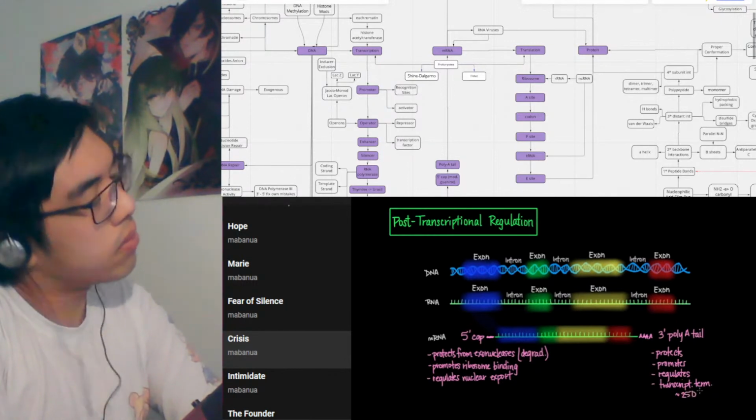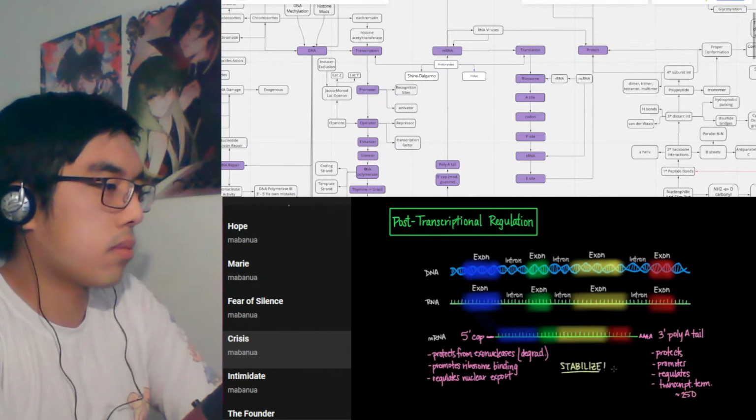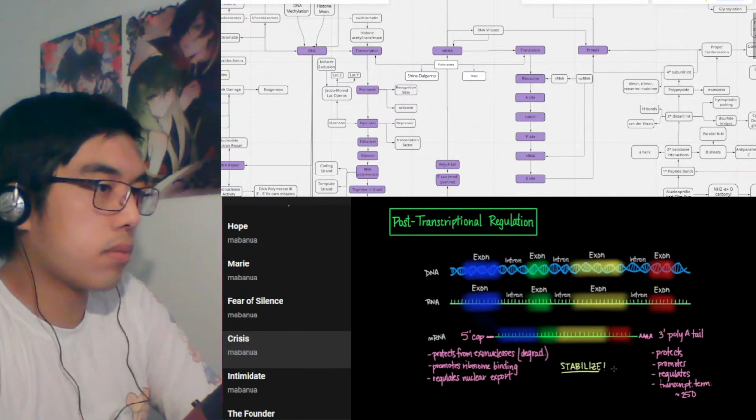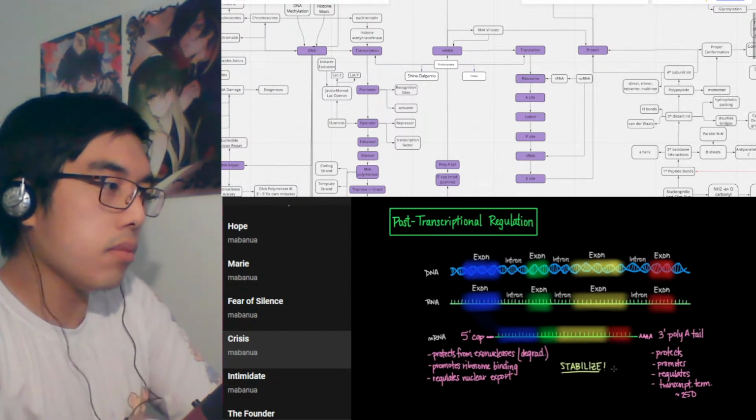So overall, the 5' cap and poly A tail help to stabilize the mRNA for translation. That's the key point to take home from here. So once the mRNA has donned its cap and tail and had its introns spliced out, it's now ready to exit the nucleus to be translated into a protein.